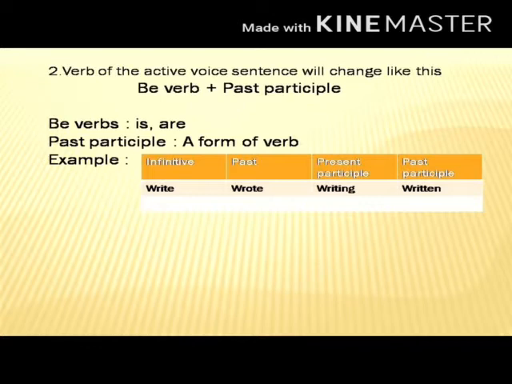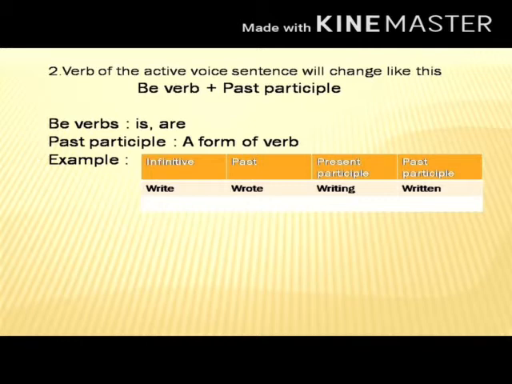Then you all will have a doubt, what is past participle? Past participle is a form of verb. Look at the example. The infinitive form is write. Its past form is wrote. The present participle form is writing. The past participle form is written. We only use the past participle form of the verb in passive voice.